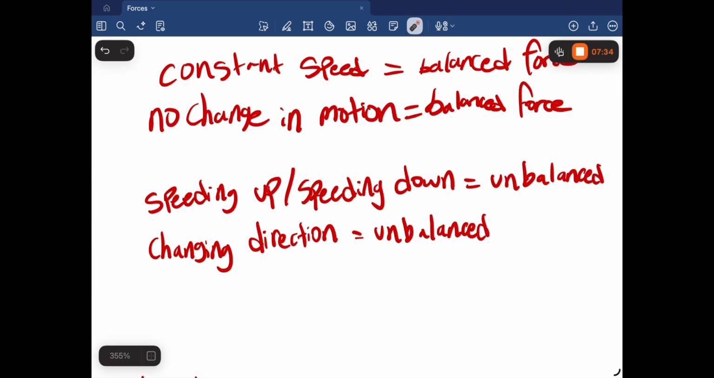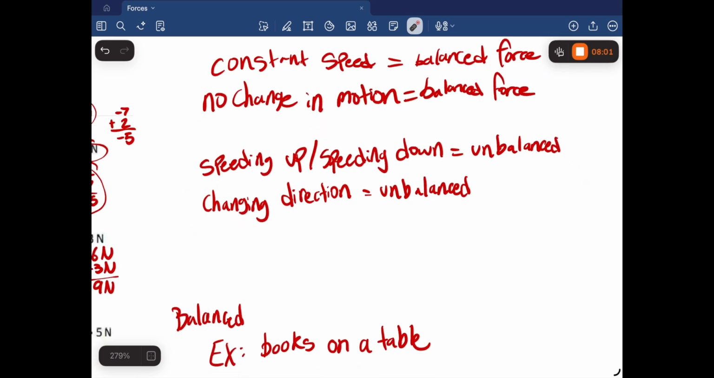All right, now we have speeding up and slowing down. This would be unbalanced, okay? It is changing speed, so that means it's unbalanced. If it changes direction as well, that's unbalanced. Think about it. If you're playing soccer, you kick a ball this way, someone else might kick it that way. That kick is unbalanced force acting on that ball because it's changing direction.